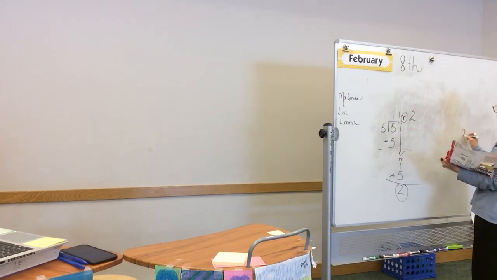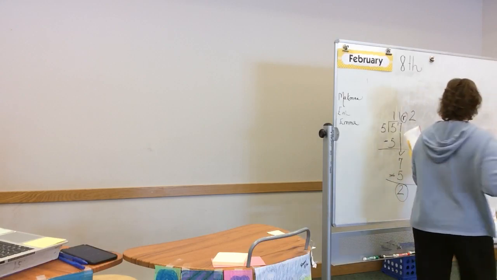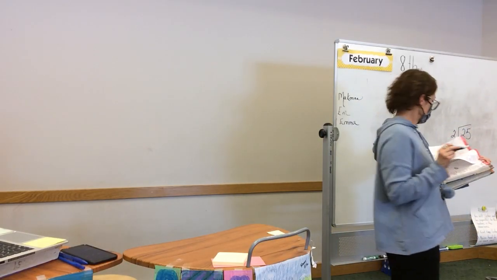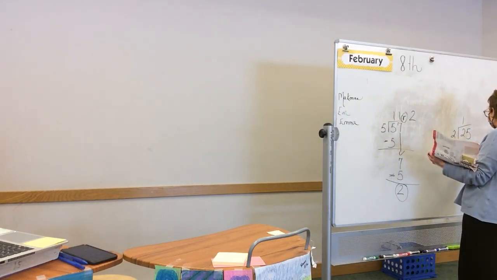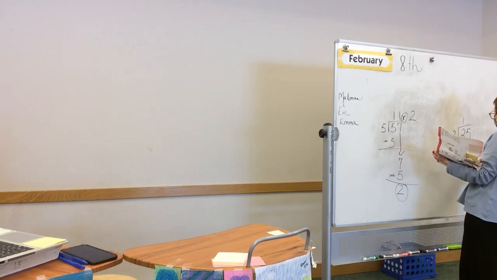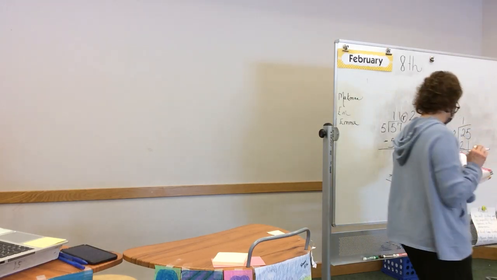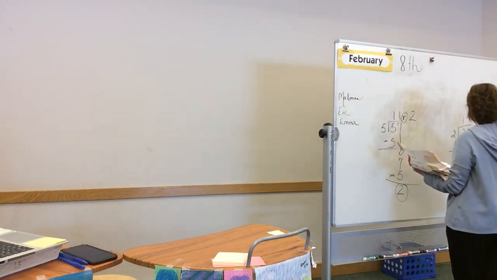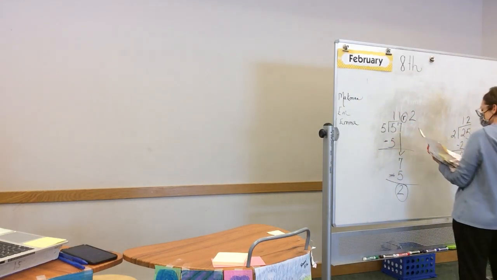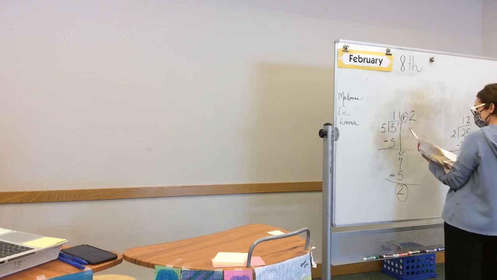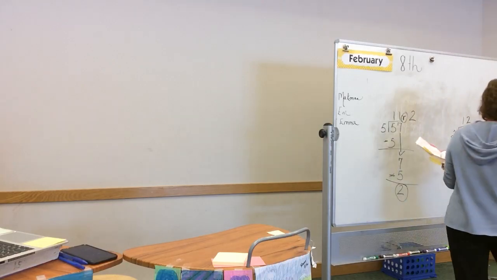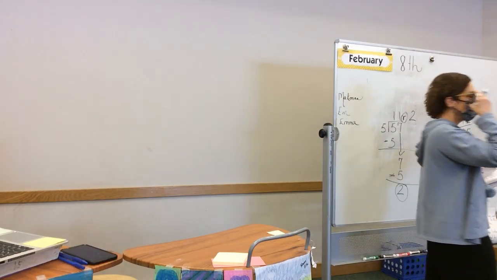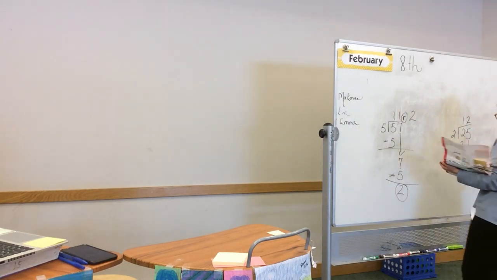All right, so 25 divided by 2. How many times does 2 go into 2? 1. So we have 1. Now that subtracts out to 0. We take down the 5. How many times does 2 go into 5? 2. And what is that? 2 times 2 is? 4. What is 5 minus 4? 1. Does 2 go into 1?